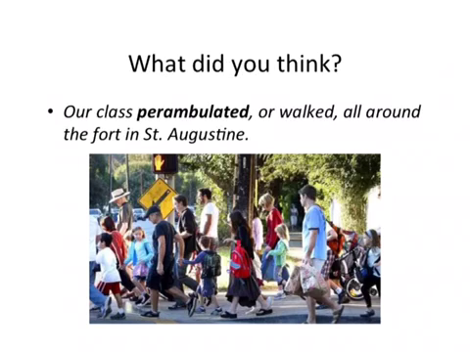As you looked at it, hopefully you saw the words preambulated, or walked all around the fort in St. Augustine. So they're kind of walking casually, these people. They're chilling. They're seeing what's going on. So preambulated is to walk kind of casually too. So we've got appositives. We've got context clues.